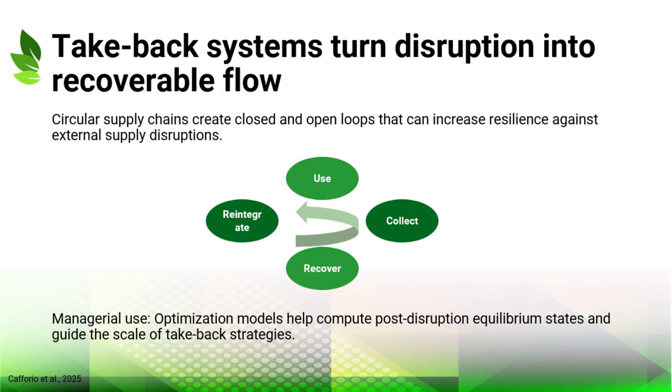The managerial challenge is deciding how large and robust those loops should be, especially after disruptions. Optimization models can help estimate post-disruption equilibrium states and guide take-back strategy. The broader lesson is that reverse flows are not just environmental programs. They can become operational buffers and sources of strategic resilience. Recovery capacity therefore deserves active planning.